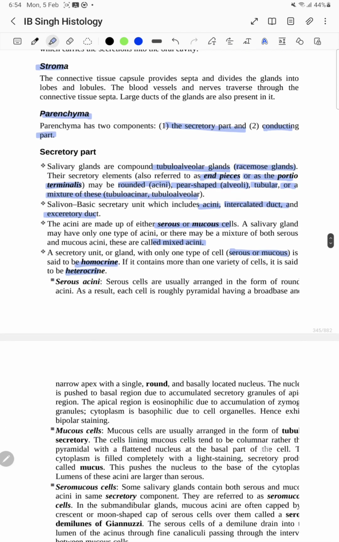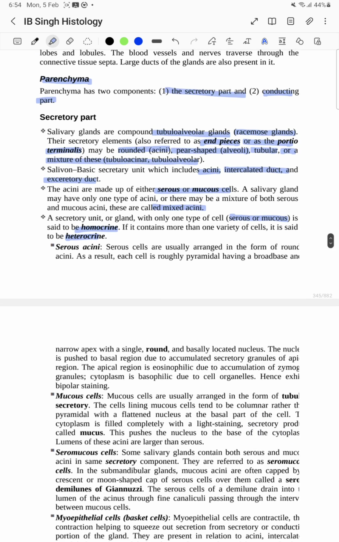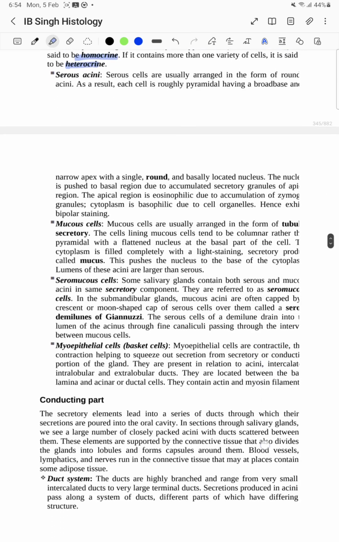Serous acini. Serous cells are usually arranged in the form of rounded acini. As a result, each cell is roughly pyramidal, having broad base and narrow apex with a single round and basally located nucleus. The nucleus is pushed to basal region due to accumulated secretory granules of apical region. The apical region is eosinophilic due to accumulation of zymogen granules. Cytoplasm is basophilic due to cell organelles, hence exhibits bipolar staining.